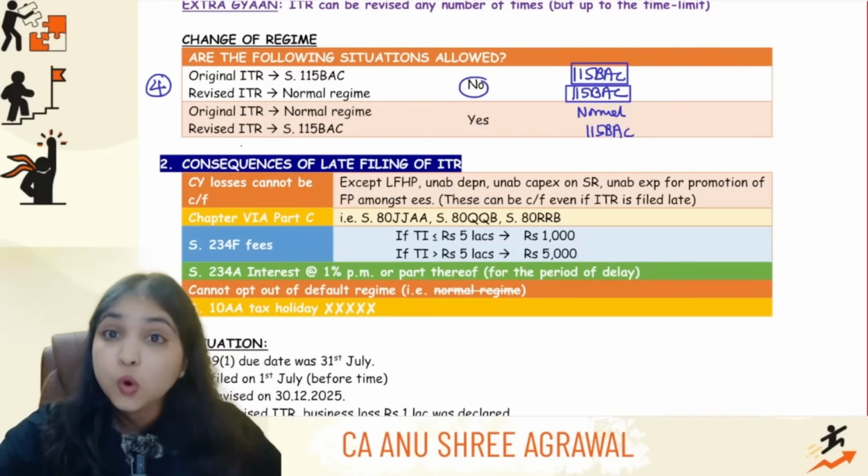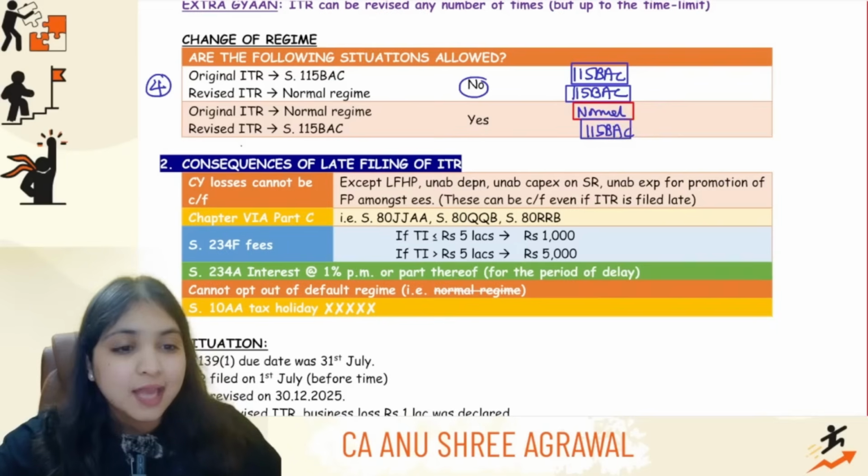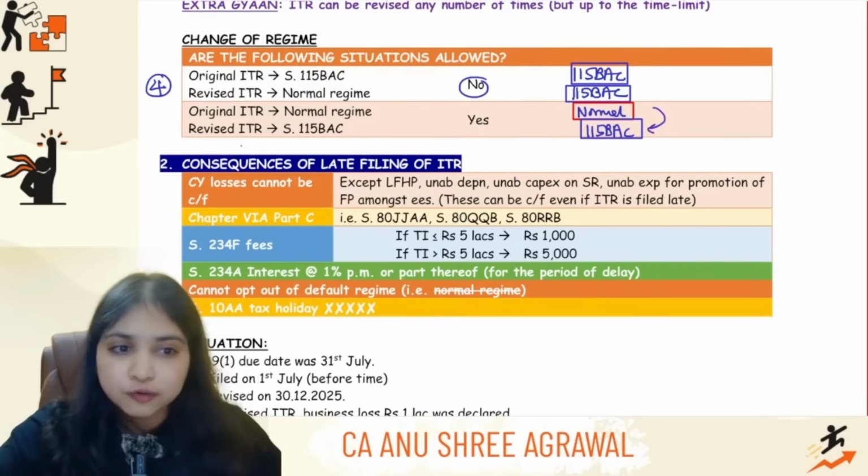But however, if your original ITR was as per the normal regime, then your revised ITR can be as per 115BAC. That shift is going to be allowed.